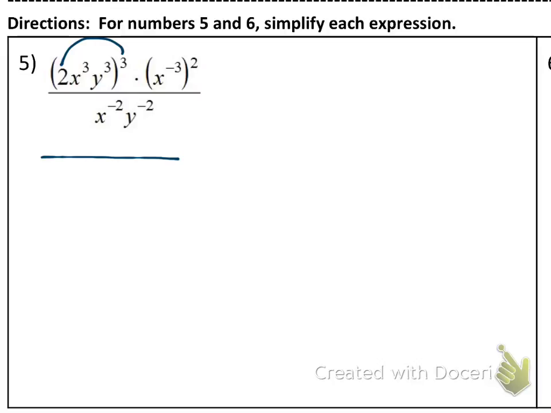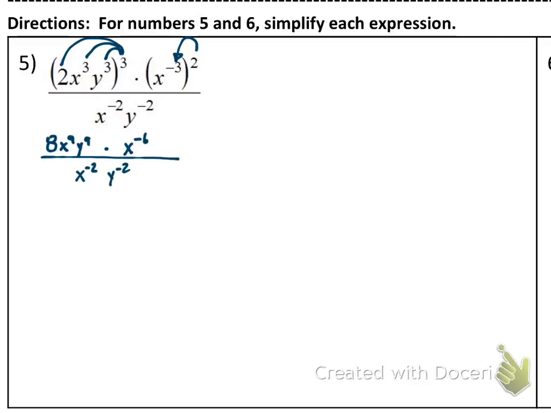So I'm going to focus on this numerator. I got this first exponent of 3. I'm going to distribute it into each of these. So we got 2 to the third is 8. x to the third raised to the third: we are multiplying, so we got x to the 9th. Then y to the third raised to the third is y to the 9th. Times, and then we're doing the same thing here, x to the -6th. Bring down the rest of the problem.